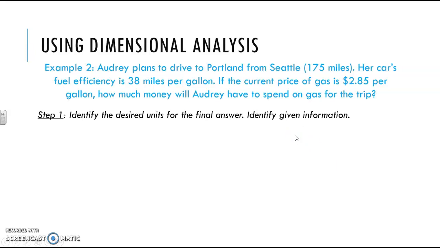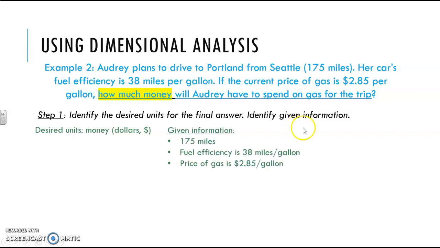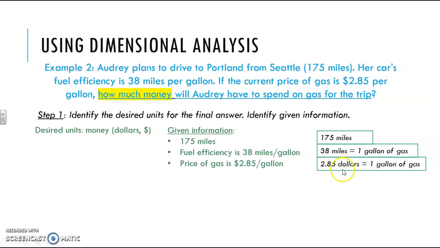So step 1 is to identify the desired units for the final answer and the given information. The final question here was, how much money will Audrey have to spend on gas for the trip? So we're looking for a final answer in the form of dollars. Other given information we should list as equalities. So we have our desired units, and then the given information in bullet form. We have 175 miles. We know that 38 miles is equivalent to 1 gallon of gas for her car. And we know that $2.85 is equivalent to 1 gallon of gas for the car.